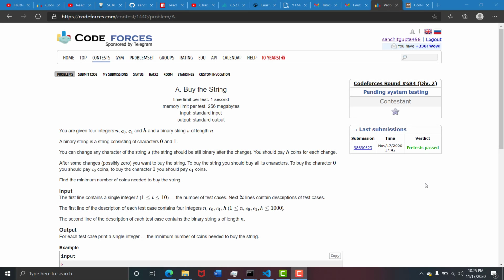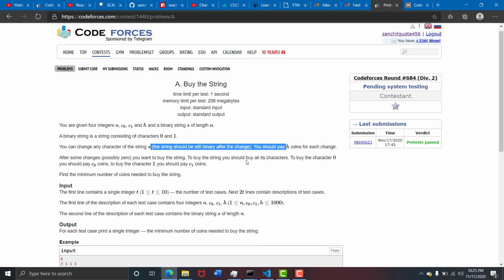I will keep the video short, and in this video we will be discussing how to do this question, the string, of CodeForces round 684 division 2. I have a little code, so please excuse me for that. Now we are given 4 integers n, c0, c1 and h, and a binary string s of length n, and the characters are only 0 and 1 because it is binary, and we need to find the minimum number of coins that we need to pay to buy the string.